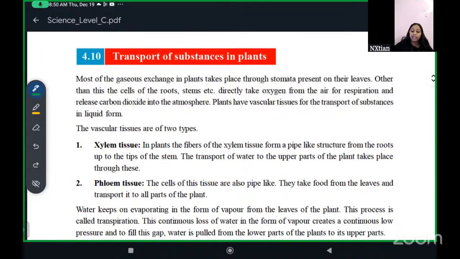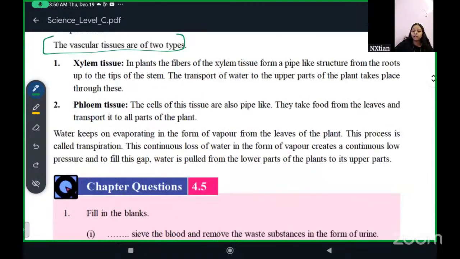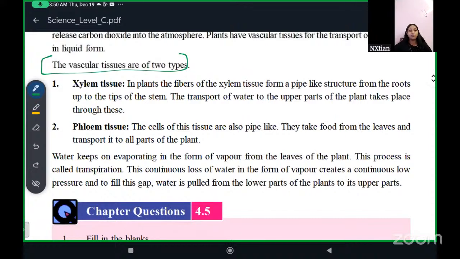Now, plants have two types of vascular tissues for the transportation of food and water to various parts of the plant. Now, the xylem tissue. In plants, the fibers of the xylem tissue form a pipe-like structure from the roots up to the tip of the stem. Transportation of water to the upper parts of the plant takes place through this tissue.